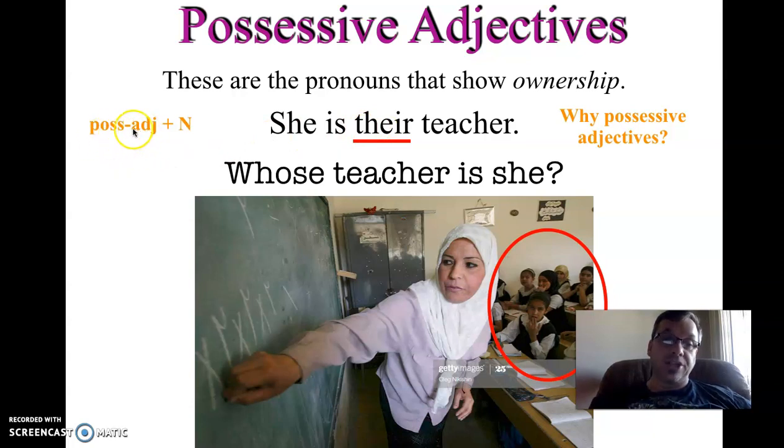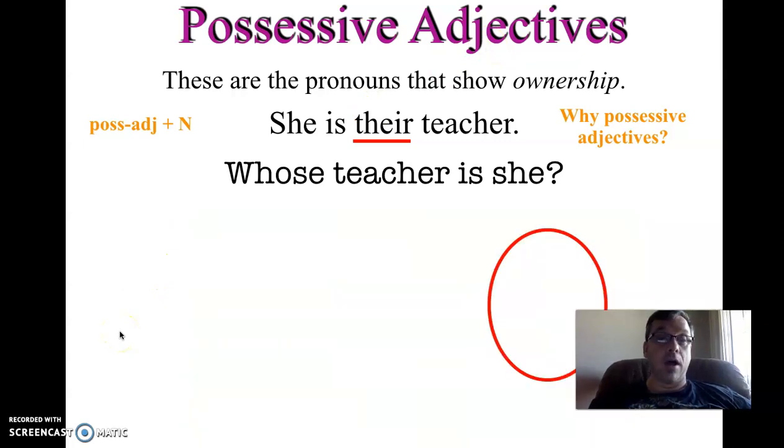This possessive adjective, this pronoun, is before a noun. Here's the noun, teacher. Here is the possessive adjective. If it comes before a noun, it must be an adjective. So we don't call this a possessive pronoun, we call it a possessive adjective. Okay? We do, however, have possessive pronouns that we'll look at next.